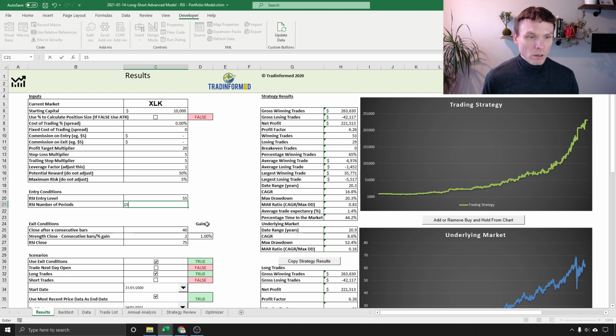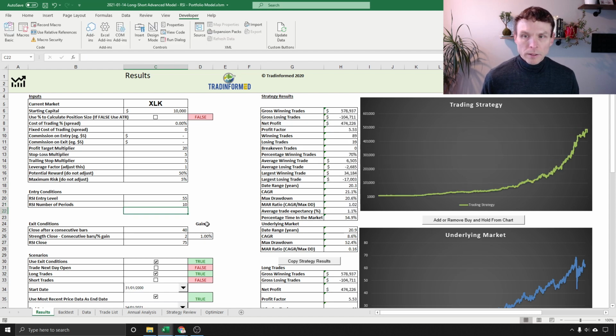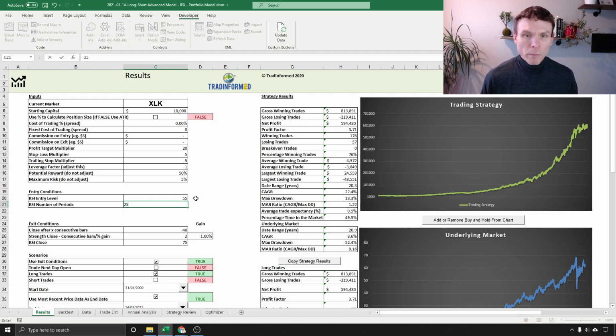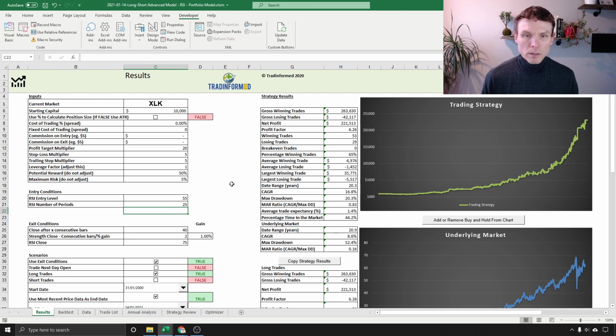Now if I choose to, I can change the number of periods here. And as you can see, the results will update in real time. Now some of the ETFs will respond better to certain parameters, of course. So I can change this and it makes quite a significant difference, but I'm just going to put it back to my original setting for the time being.